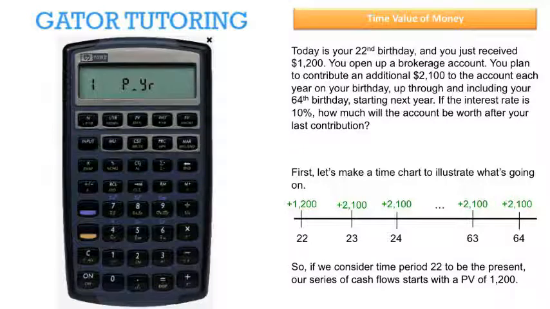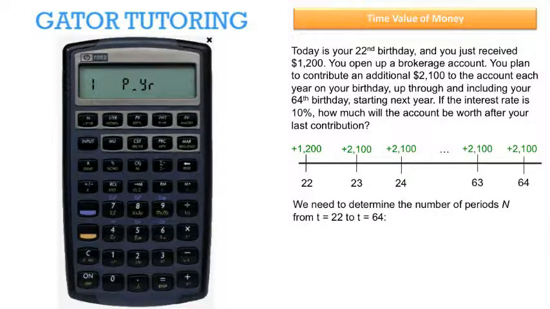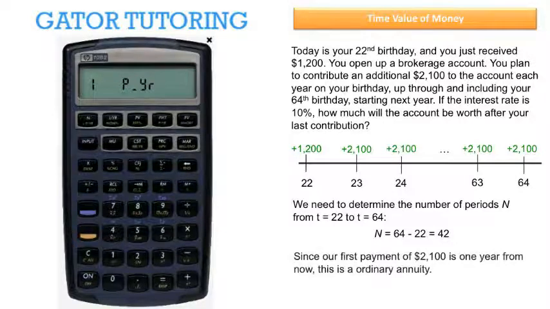period 64. In order to calculate the value of these cash flows, we first need to determine the number of periods n from t equals 22 to t equals 64. N is equal to 64 minus 22, which is equal to 42. Since our first payment of $2,100 is 1 year from now, we can continue the series of $2,100 inflows into the account to constitute an ordinary annuity.